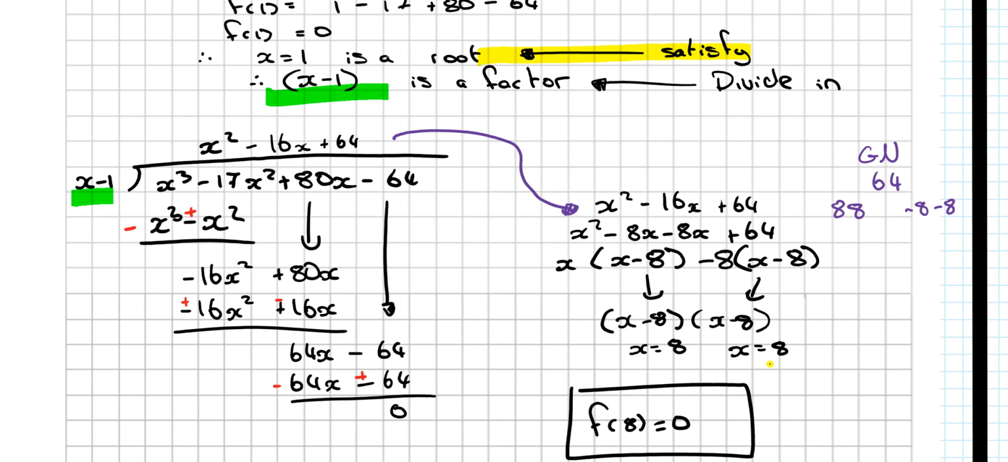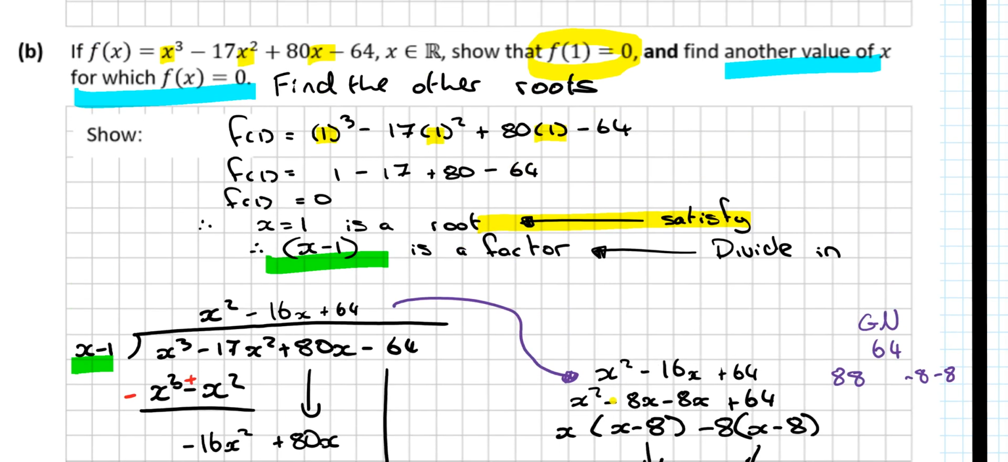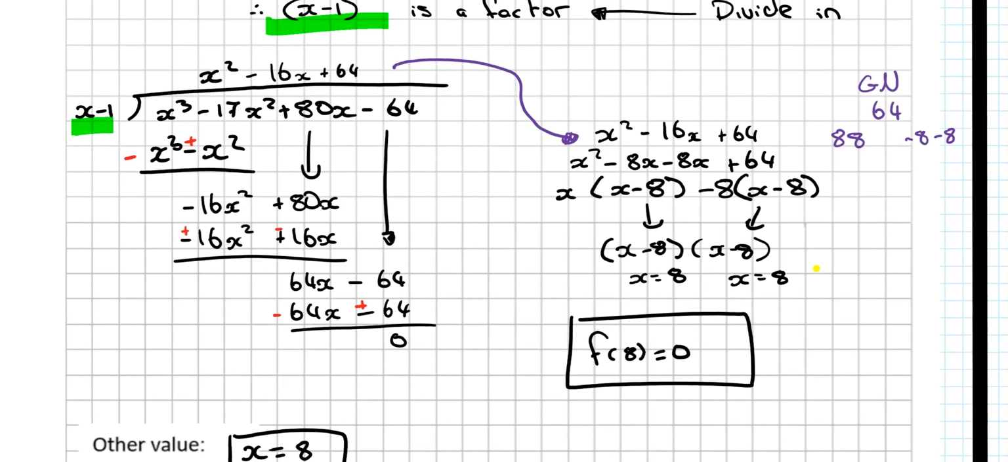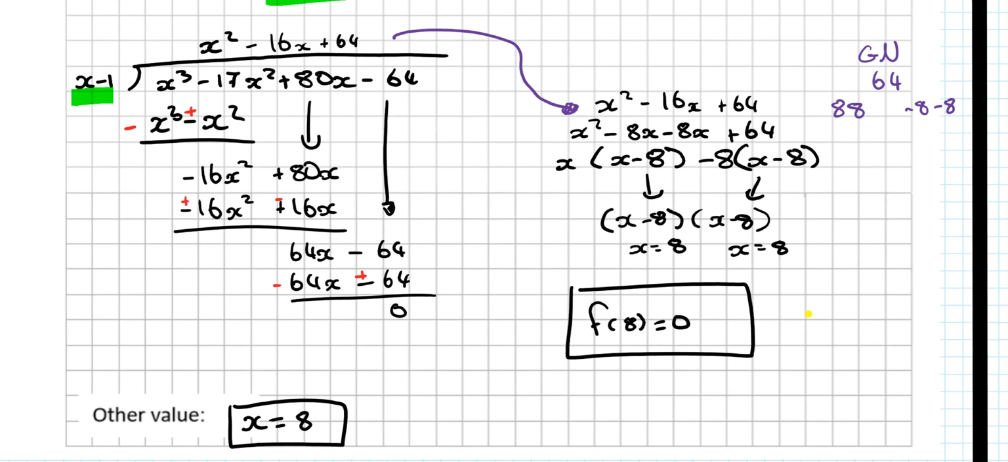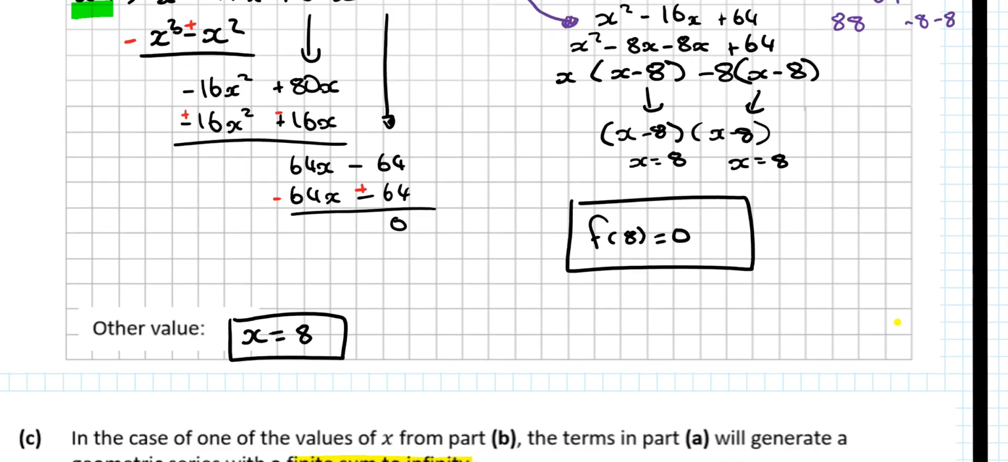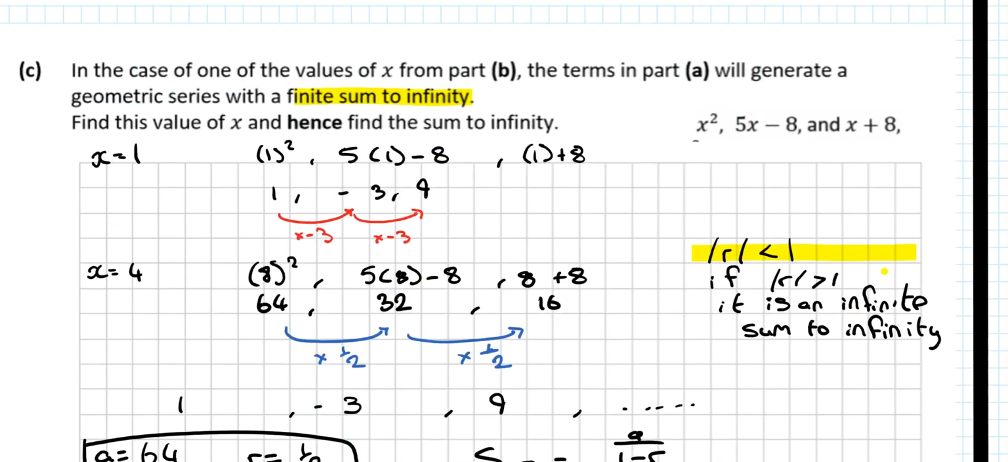So I found that the two answers are the same. Both roots are the same. Both of them are x is equal to 8, which is fantastic because it kind of plays into "find another". It's not plural. If the two roots were going to be different, then they would mention it in the question. They would mention some reference to plurality, if that's a word.